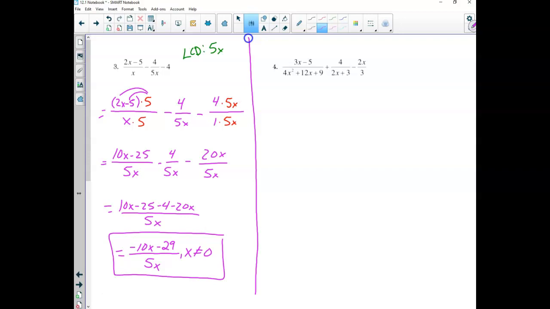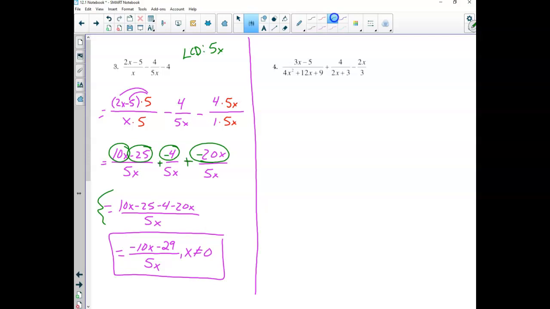Now the other thing I can do for you guys, just to show you, is another thing I like to do here to save this middle step that I got right here. I like to say this is minus, so I know I'm adding a negative. Then I'm just going to bypass this middle step: I take 10x minus 20x, which gives me negative 10x, and I got 25 minus 4 to give me negative 29 over 5x, and I can't factor that. Then I will list my restrictions: x cannot be 0, okay?